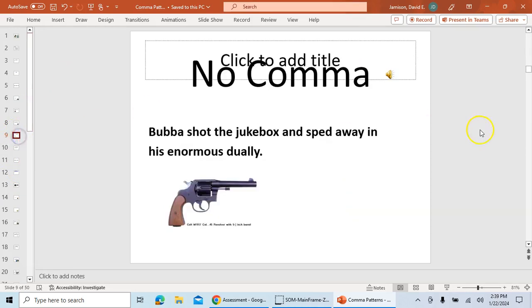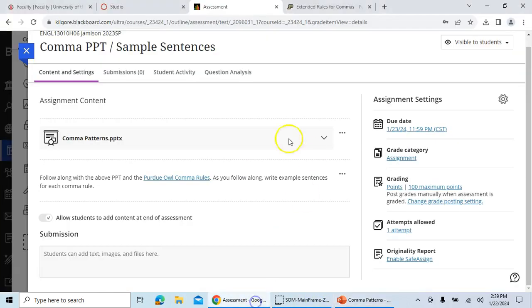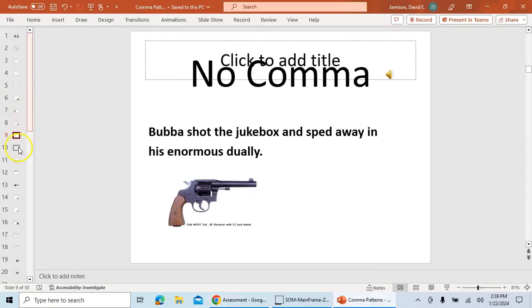Okay, so go ahead and on the assignment page in the submission box, type up a sample sentence for sentence pattern 1. You can pause the video while you do that. I'll give you a couple seconds. All right, let's look at pattern 2.